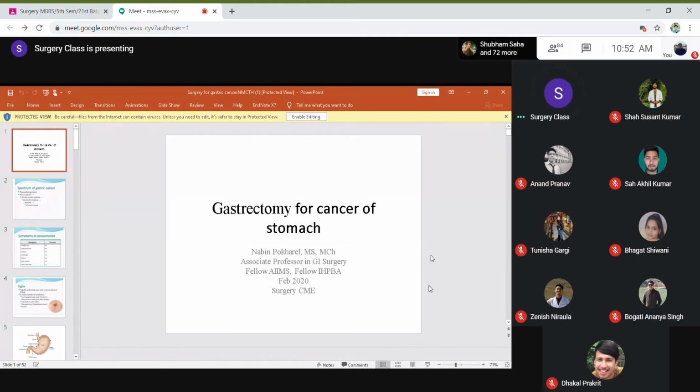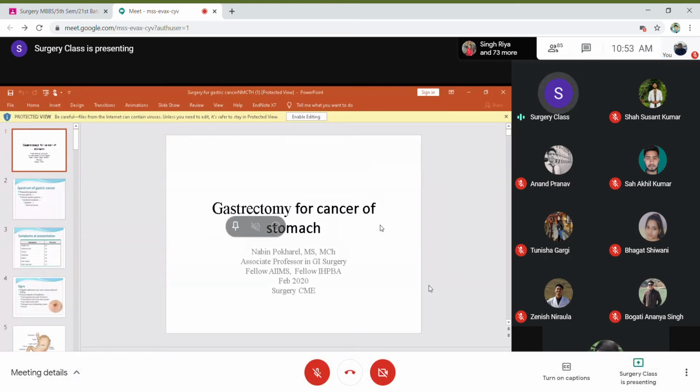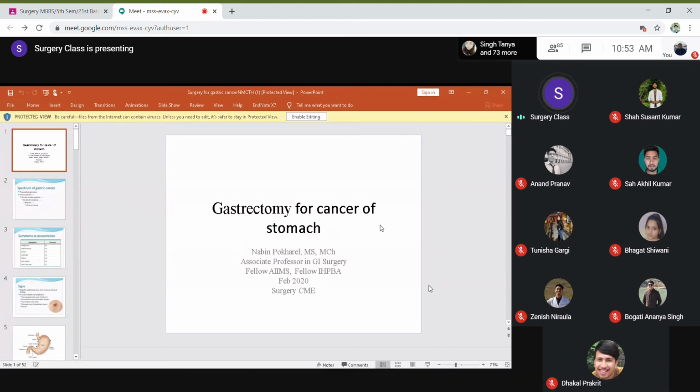So how are you going to stage the disease? By using CT scan, local staging of tumor and lymph nodes, you can do with endoscopic ultrasound, and then there is very minimal role of FDG PET. PET scan is not routinely used to know the metastatic status for stomach cancer. Okay, so this is what we have discussed.